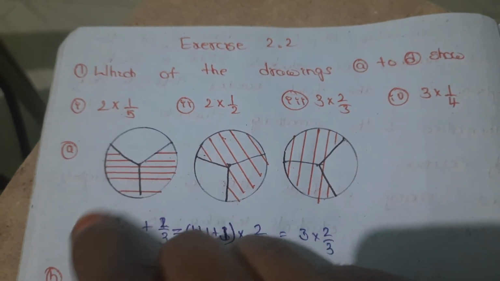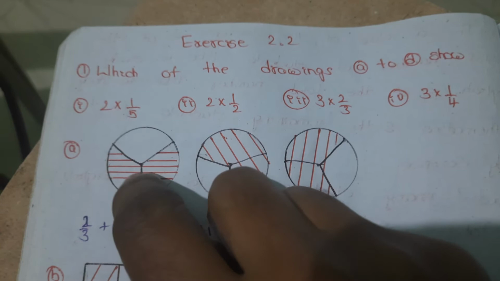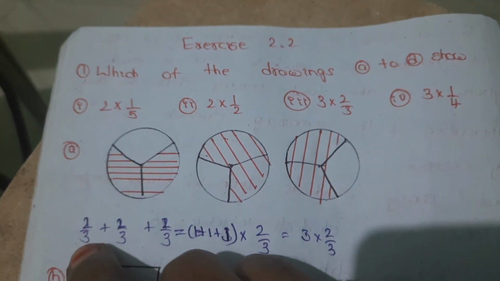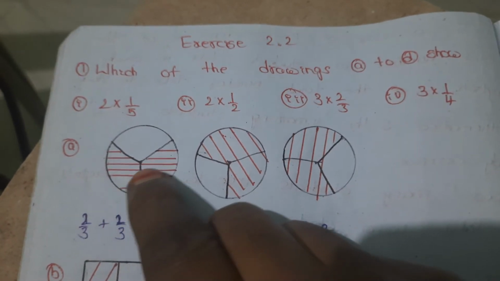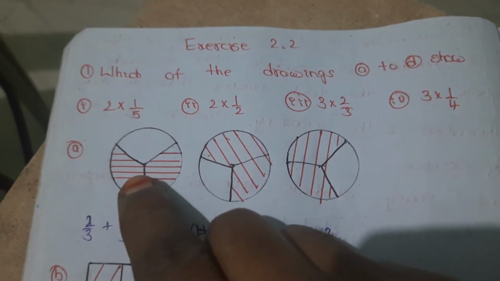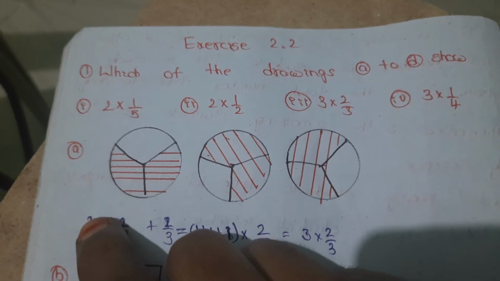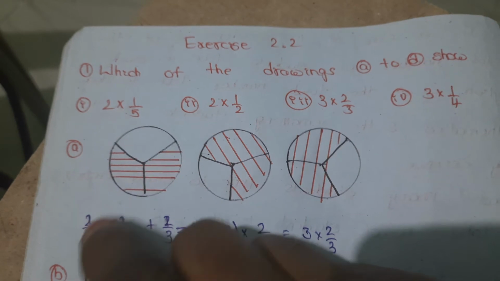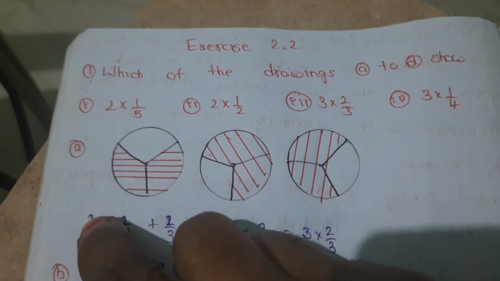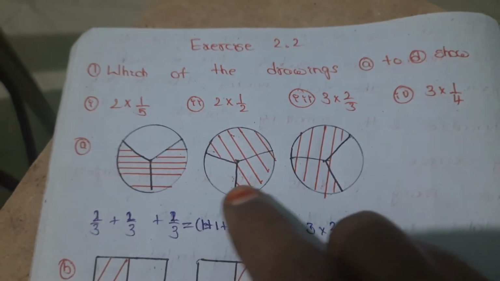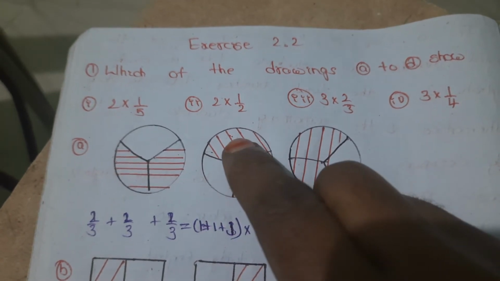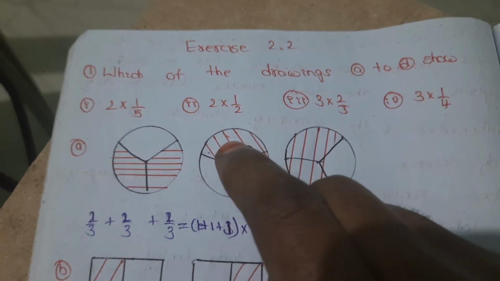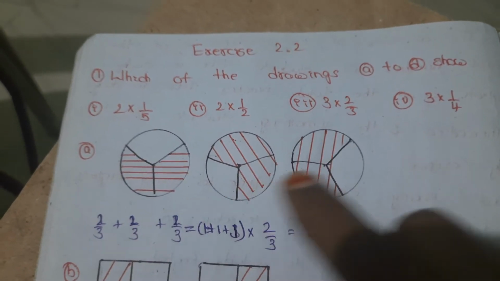That is 2. How many parts is the object divided into? It is divided into 1, 2, 3. That is the denominator. The number of parts shaded is 2 and the total number of parts the object is divided into is 3. Therefore, the first diagram shows the value 2 by 3. In a similar way, in the second diagram also, 2 portions are shaded and 1 is left over. That is also 2 by 3.